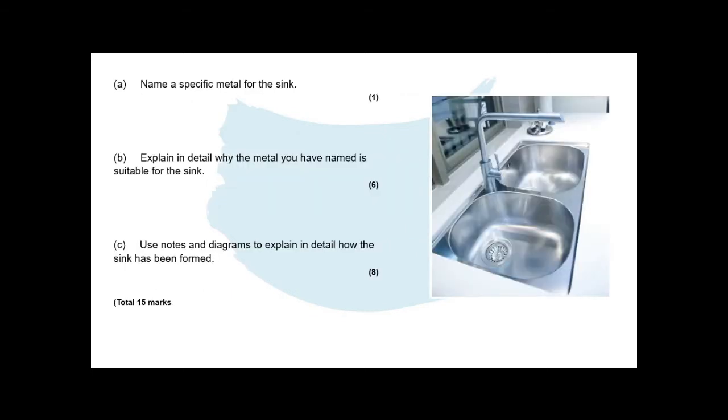So first question, you should have seen this one before. Name a specific metal for the sink, 1 mark. Explain in detail why the metal you've named is suitable, and then use notes and diagrams to explain in detail how the sink has been formed. So a total of 15 marks.